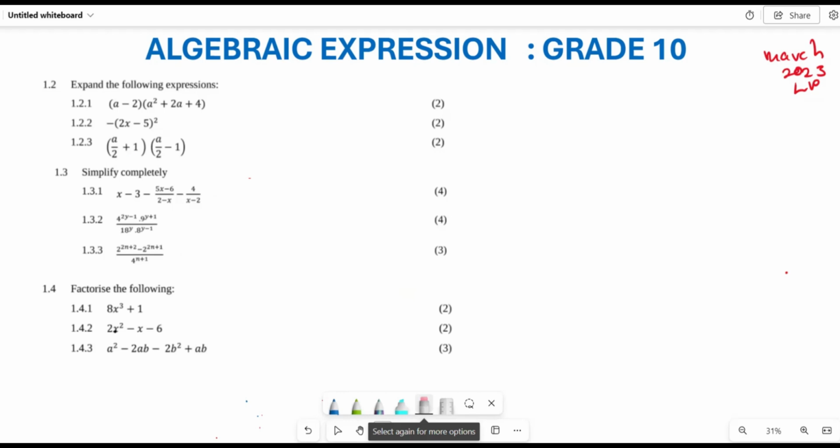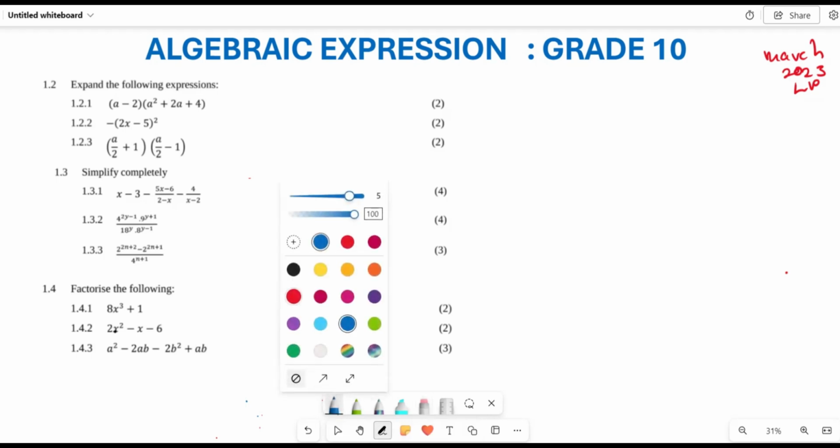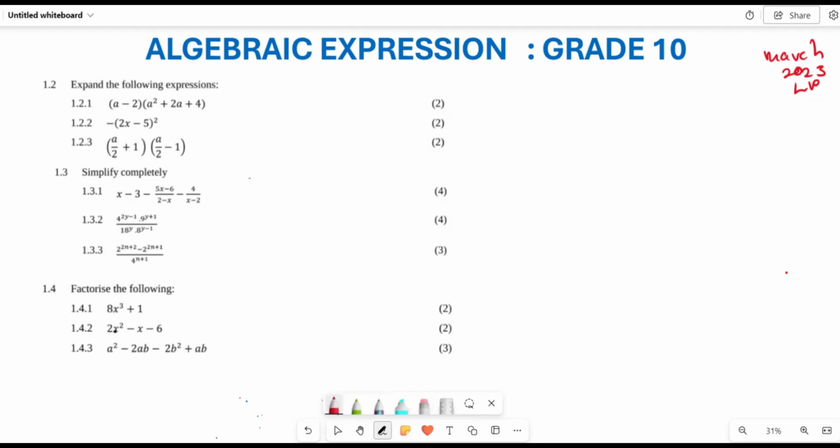Now, what is it then that you're going to have from here? Now, from here, let's see. So here you're having, this is the same as your x, right? So here, look, this is a fraction. So here you're having x subtract 3 minus, this is the same as what? This is the same as 5x subtract 6 divided by 2 subtract x, and this is the same as negative into 4 divided by x subtract 2, right?